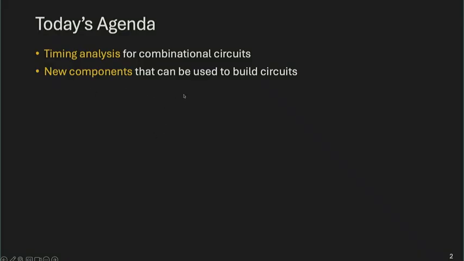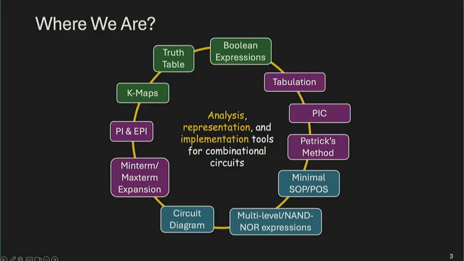So, and then we're going to see some new components for building combinational circuits. We have seen how to use different gates, AND, OR, NAND, NOR, XOR to build different functionalities. And today we're going to see more components. So here's where we are. We talked a lot of things about combinational minimization, different analysis methods, different representational schemes, and different implementation tools.